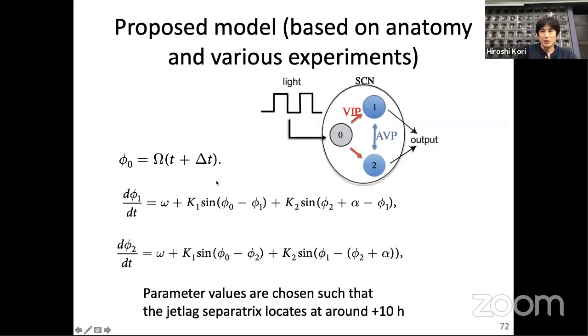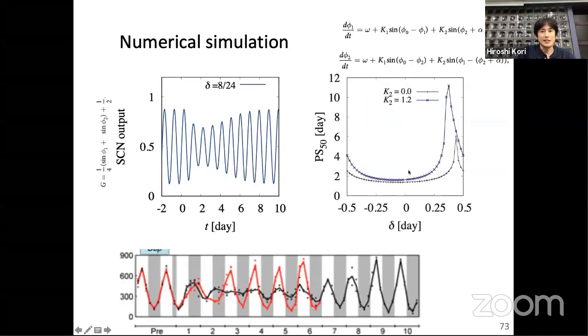So as I mentioned, this is our mathematical model, and we tune the parameter values such that the jet lag separatrix is located at around plus 10 hours. And this is the numerical result. This is the amount of jet lag, and this is PS50 for each individual jet lag. Plus 0.3 is about plus 8 hours of jet lag, and minus 0.3 is minus 8 hours of jet lag.